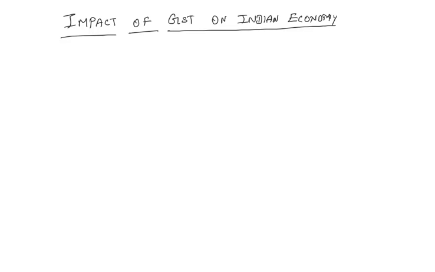So we'll continue with the GST. In the previous class, I explained to you what is the meaning of GST and why it had to be introduced in our country and what are all the components of GST. That is central CGST, state goods and service tax SGST, and integrated goods and service tax IGST. Now the second part, what is the impact of GST on Indian economy?